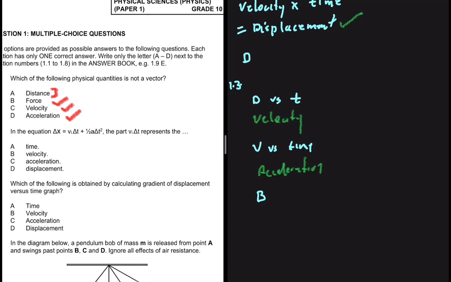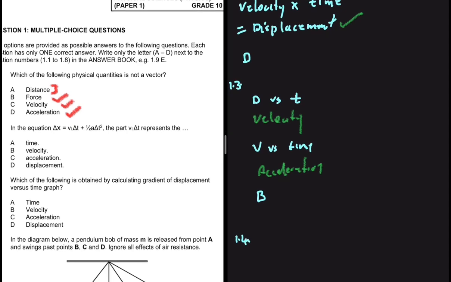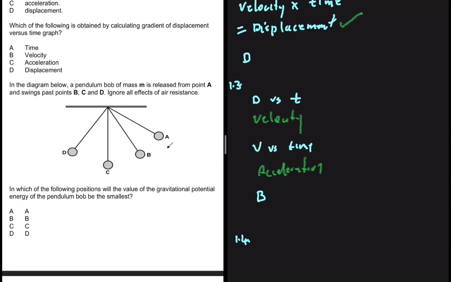Let's look at 1.4. In the diagram below, a pendulum bob of mass m is released from point A and swings past points B, C, and D. Ignore all effects of air resistance. In which of the following positions will the value of the gravitational potential energy of the pendulum bob be the smallest? So what is gravitational potential energy? It is the mass multiplied by the gravity multiplied by the height.